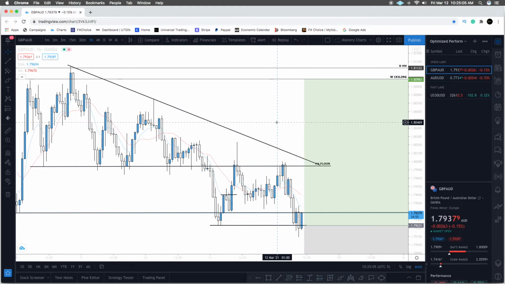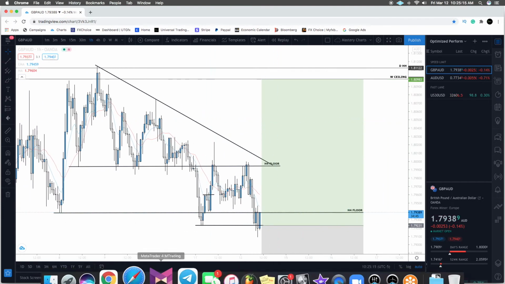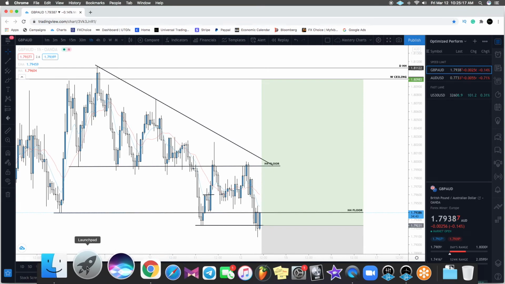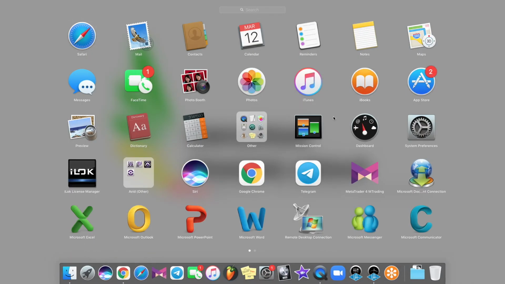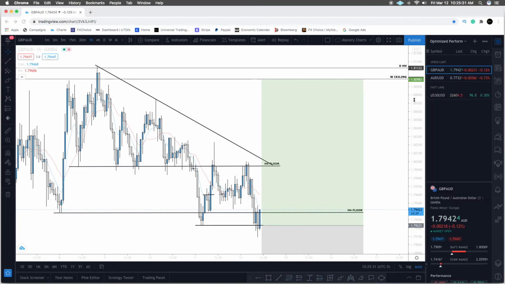I'm currently up 16 pips. I have a 5 lot and a 2 lot on this trade, so 7 lots total. If I get 175 pips from this trade, let me pull out my calculator. That would be 175 times $70 per pip. So you'd be looking for $12,250 on this trade.